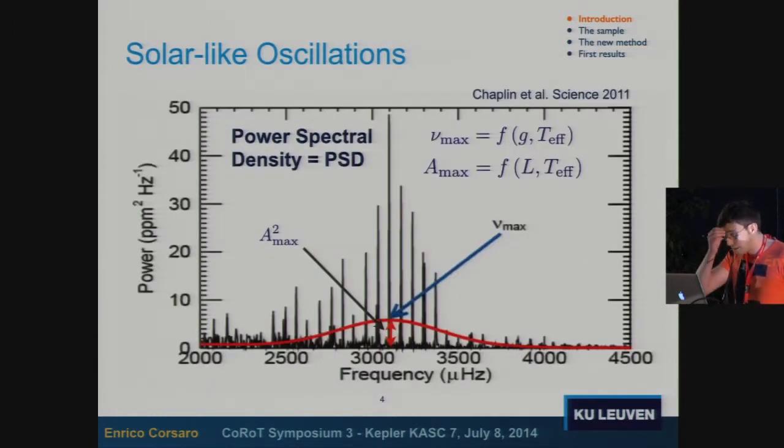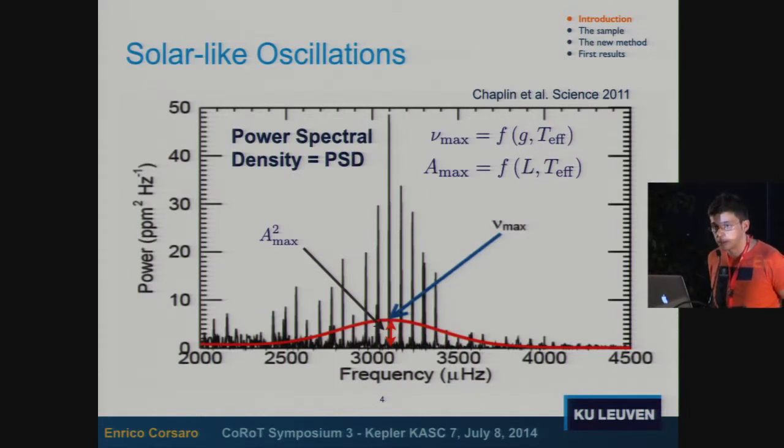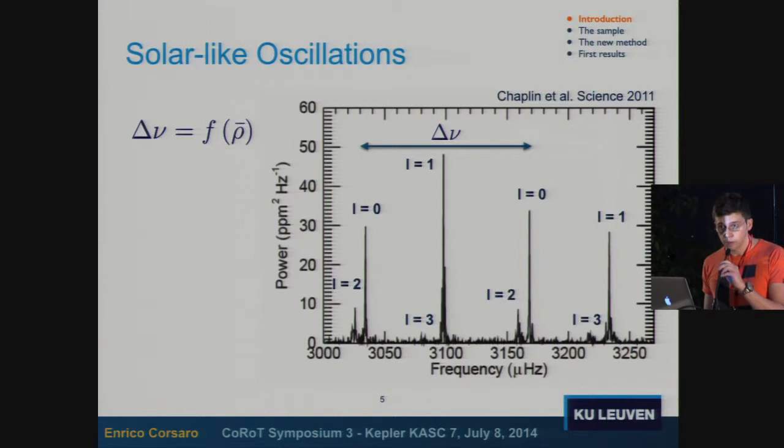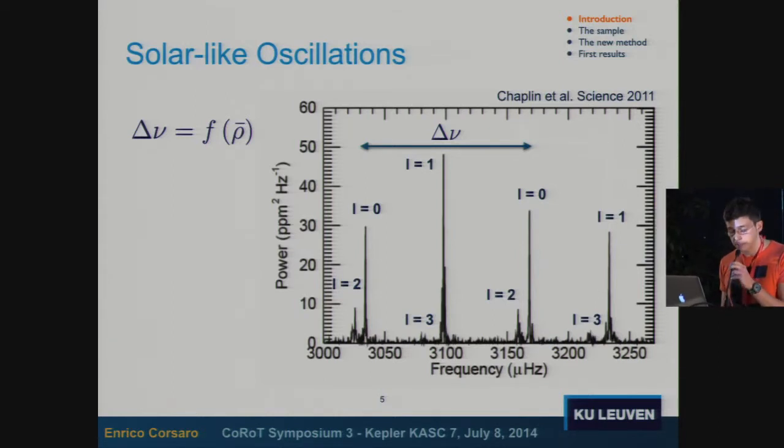They are characterized in the Fourier domain by this typical Gaussian envelope of the oscillations, where you can see characteristic parameters like the nu max, the frequency of maximum power, and the amplitude of this oscillation envelope, that are related to fundamental stellar properties like surface gravity, temperature, and luminosity. If you look closer, you see the repeated structure of these modes, and the characteristic spacing of this structure is what we call the large frequency separation, delta nu, and it's a function of the mean density of the star.